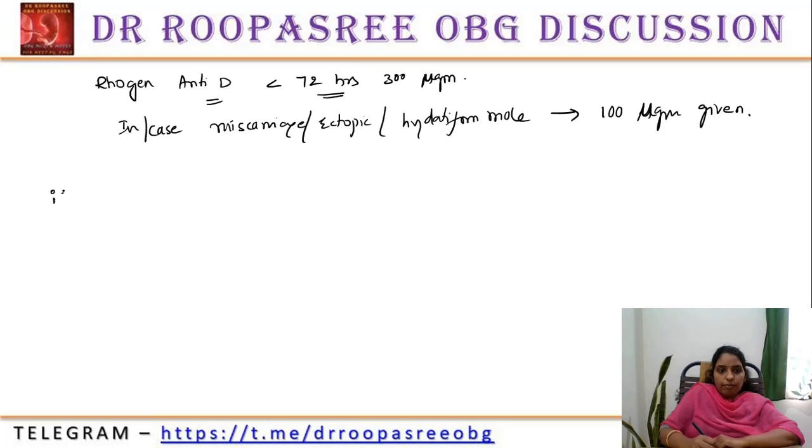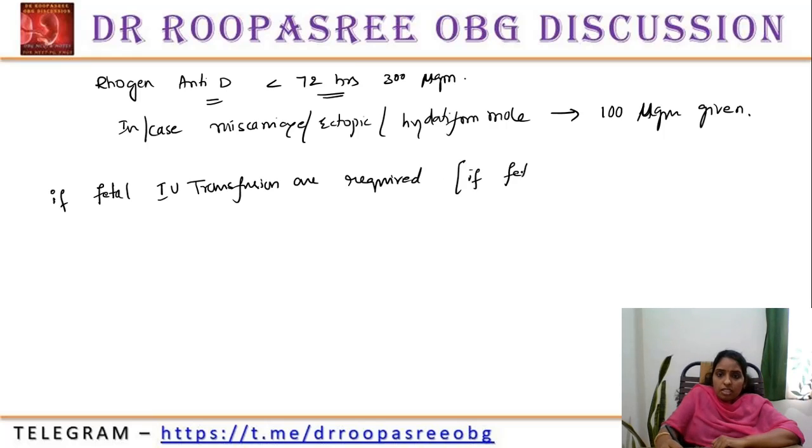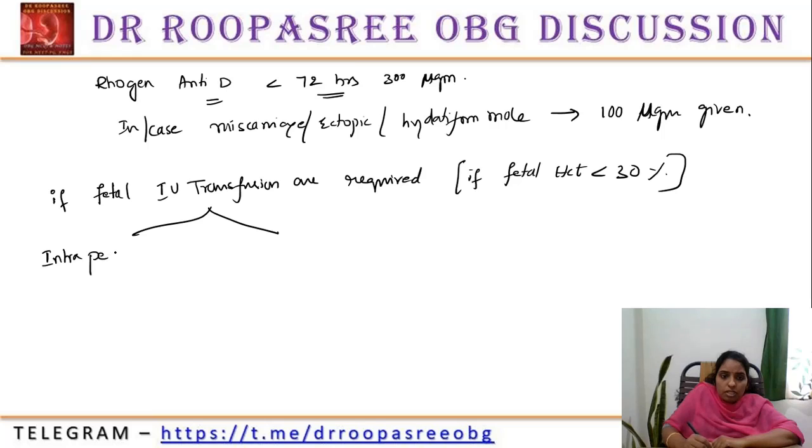Now we all completed the delivery, the care you should take, the dose should be given, that's all, it is completed. Now what you'll do is, if any fetal intrauterine transfusions are required. That is, if fetal hematocrit is less than 30%, then we'll give the intrauterine transfusions. In that, intraperitoneal and umbilical transfusion can be given.